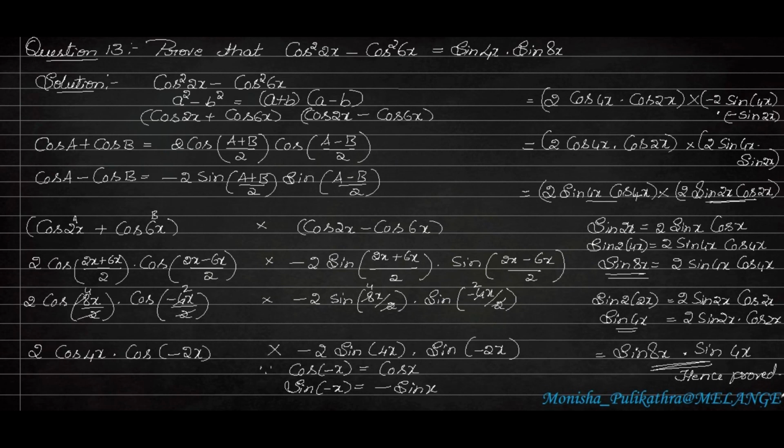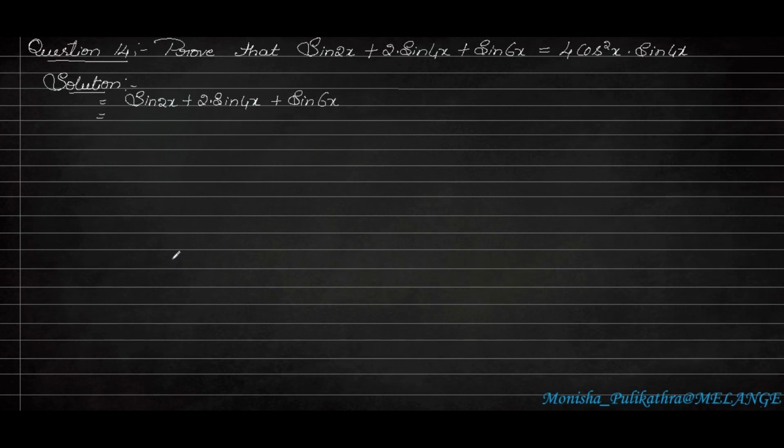I hope you understood this. Moving on to the 14th question. Prove that sin 2x plus 2 sin 4x plus sin 6x is equal to 4 cos square x into sin 4x. Here the question is sin 2x plus 2 sin 4x plus sin 6x. First I will arrange these two terms, sin 2x plus sin 6x, plus 2 sin 4x separately. Now this is in the form of the formula sin A plus sin B.